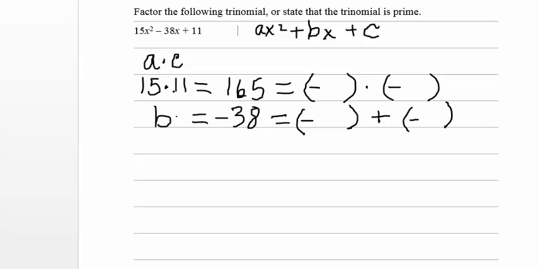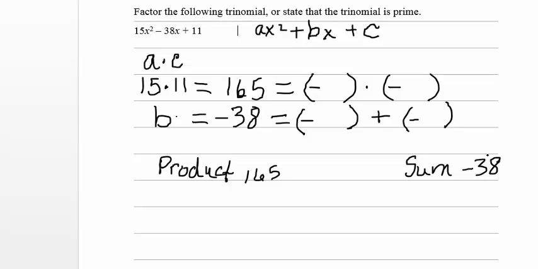So I can start with 15 and 11 as my two factors. Remember, the product needs to be 165 and the sum needs to be negative 38. Since both of them need to be negative, I would be using negative 11 and negative 15. Obviously those don't add to negative 38. When I add these together, I get negative 26.